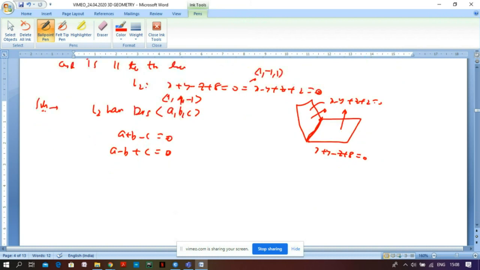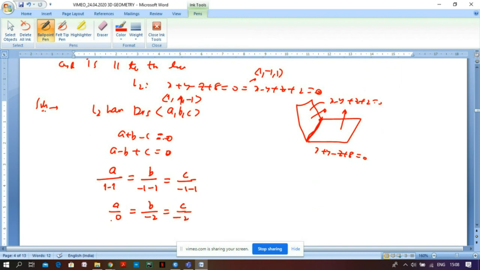Now I can use ratio and proportion, or the cross multiplication rule. Or you can add also, simple. But let me do it by this one. So a over 1 minus 1, and b over negative 1 minus 1, and c over negative 1 minus 1. So you're getting a over 0 equals b over minus 2 equals c over minus 2.